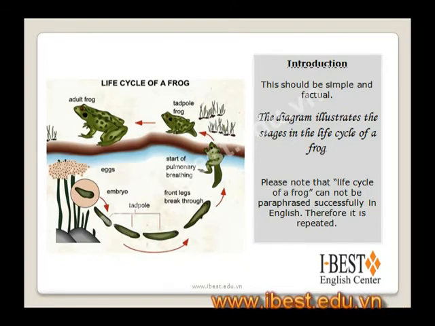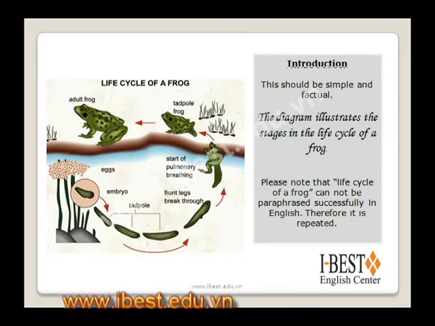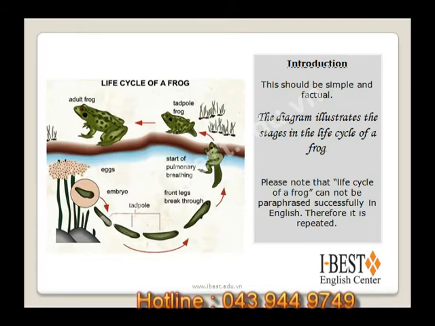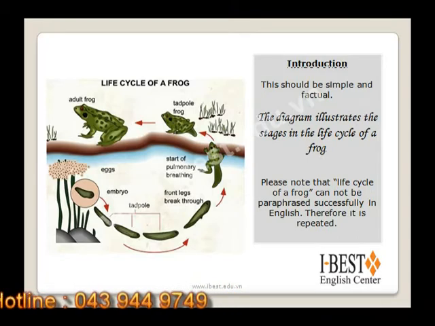After that, you need to explain what the diagram is. And in this case, it is the stages in the life cycle of a frog. You can see that the life cycle of a frog has not been paraphrased. Not all phrases and words can be paraphrased in English. So in this case, it is repeated. But for other diagrams, if you have a chance, you should be paraphrasing.